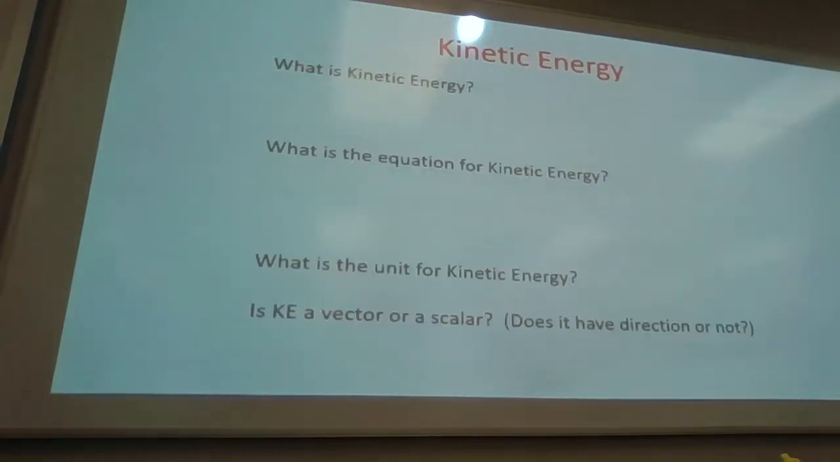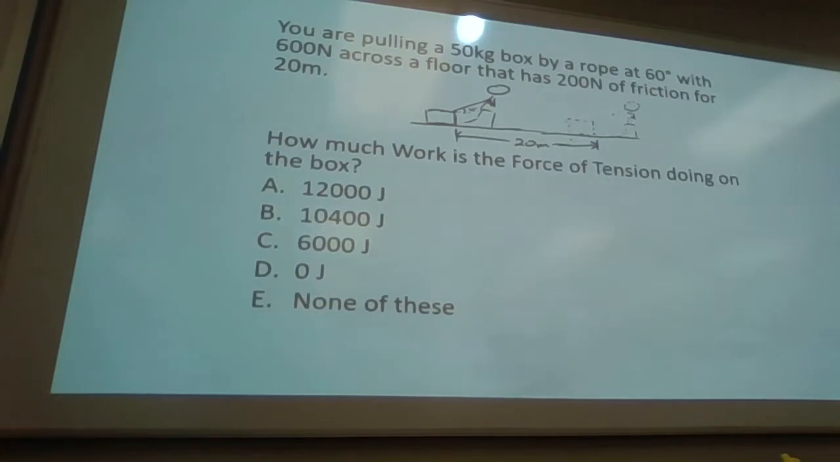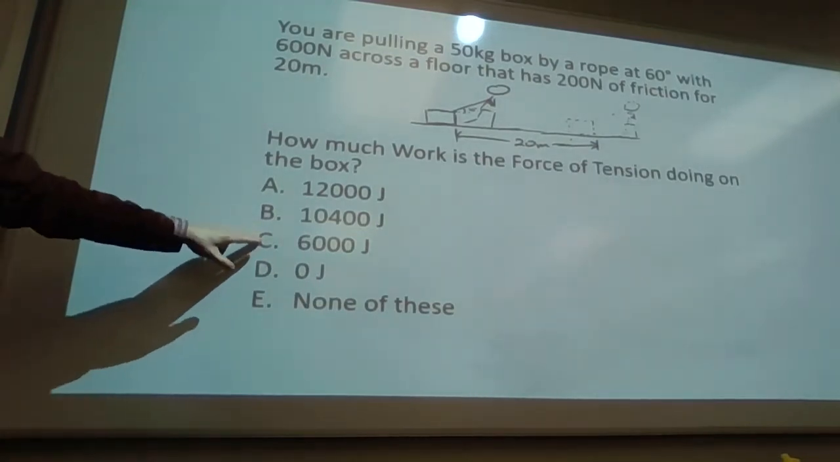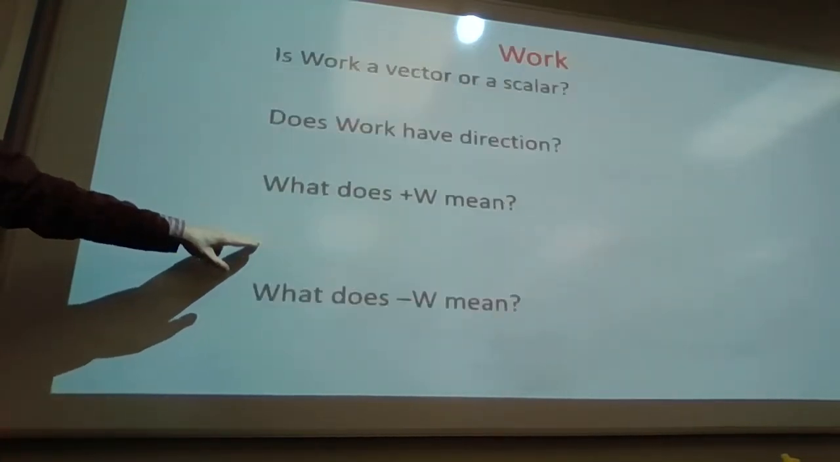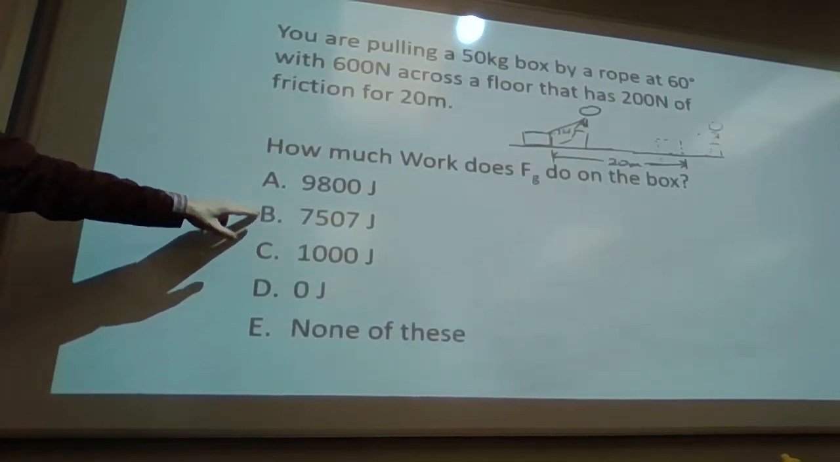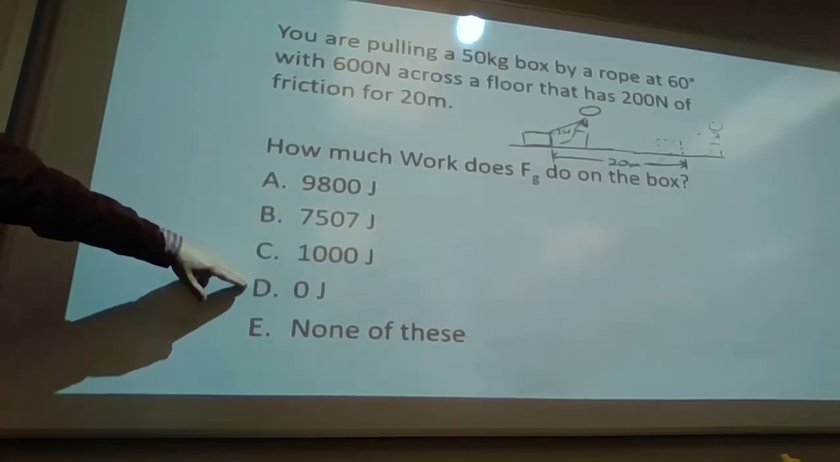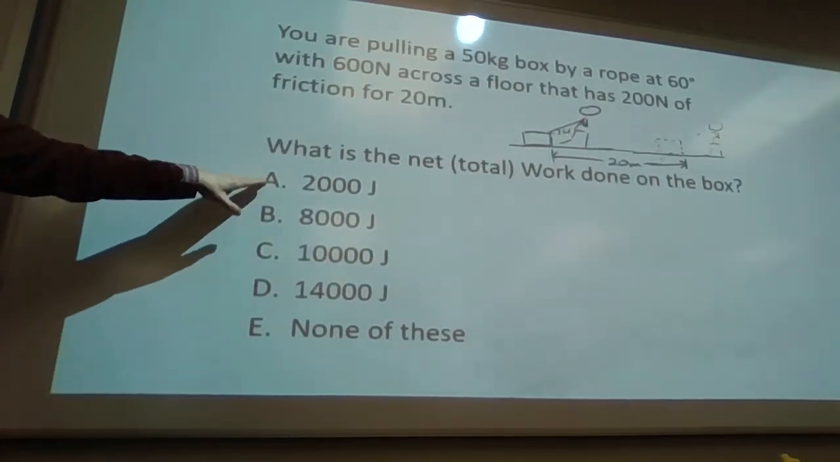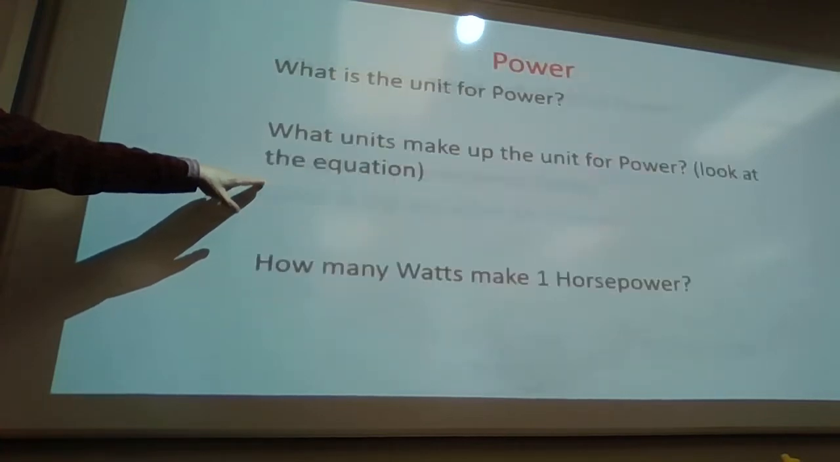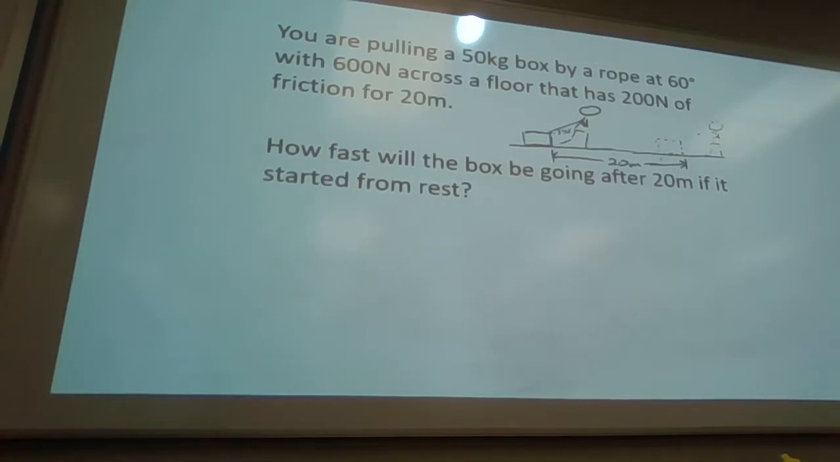Okay, yesterday we did, how much work was tension? 6,000. How much work was done by friction? Negative 4,000. Gravity did 0. The net work we found was 2,000 joules. That was all yesterday. Continuing on, how fast is the box going to go after 20 meters to start from rest?